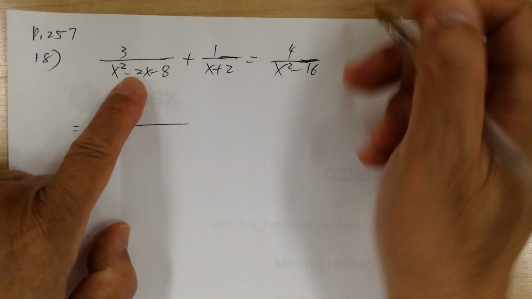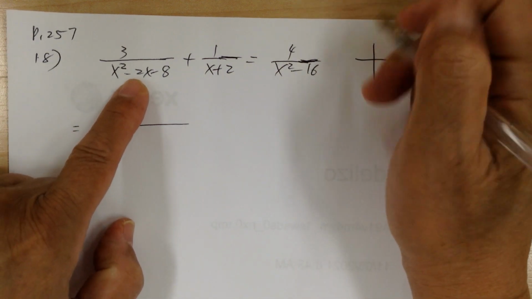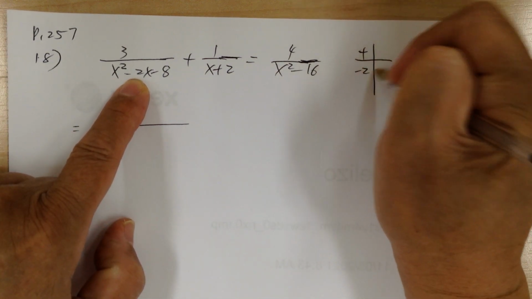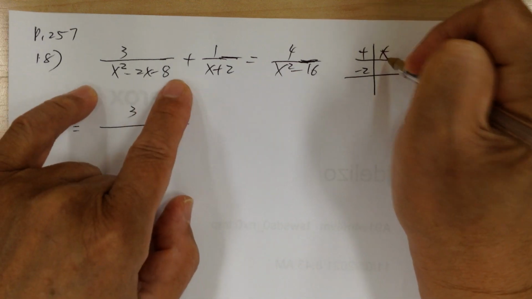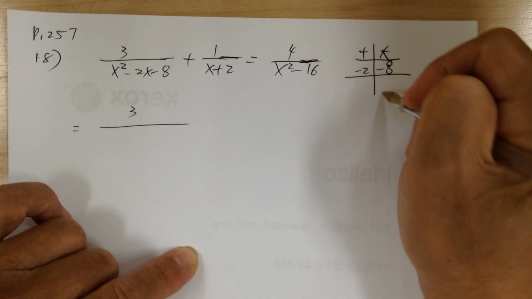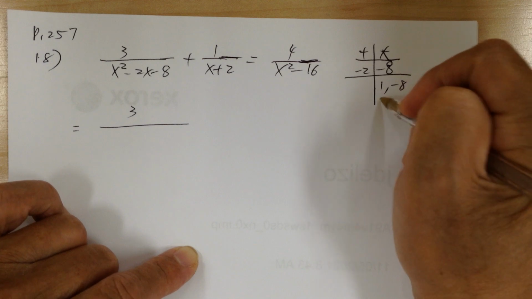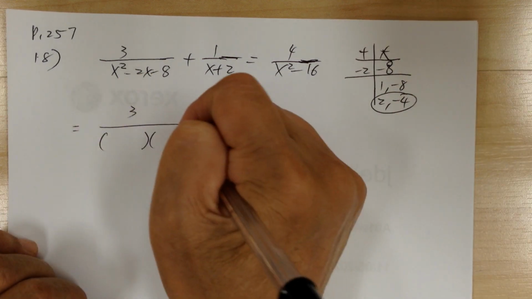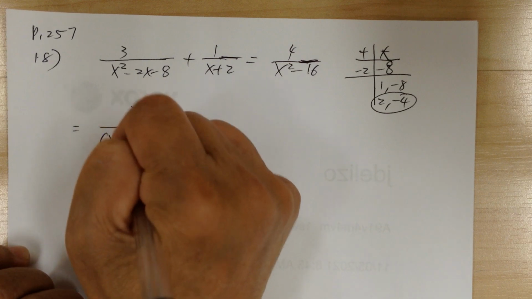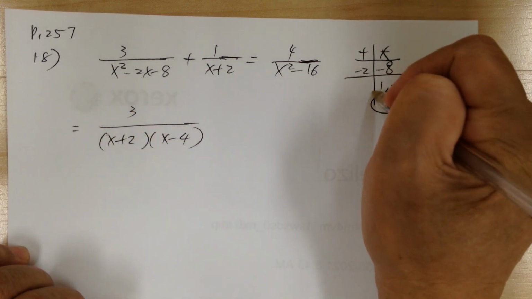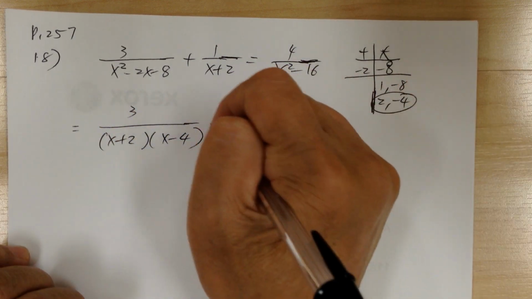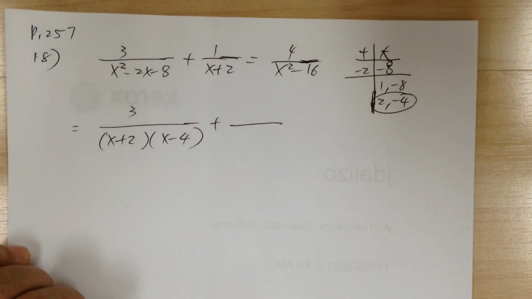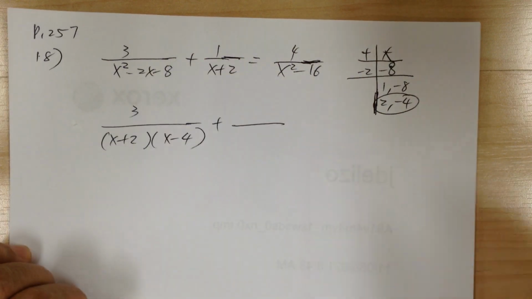So let's go off to the side. You need to add to get negative 2, and multiply to get negative 8. So start with 1 comma negative 8, 2 comma negative 4, and that's it, right? So you're going to get x plus 2, x minus 4. Okay? Plus, oh wait, let's not get this equal over here.